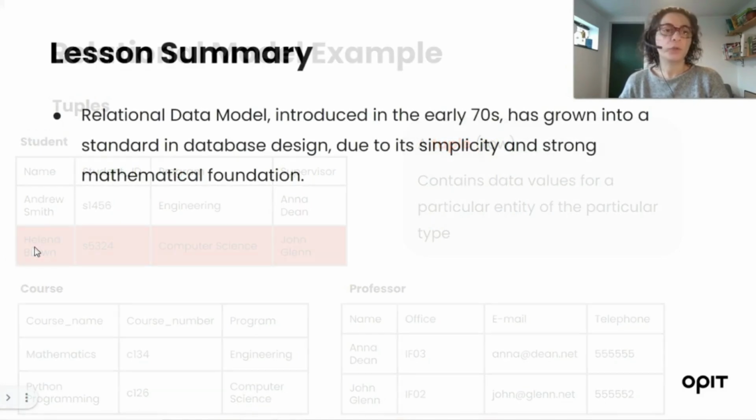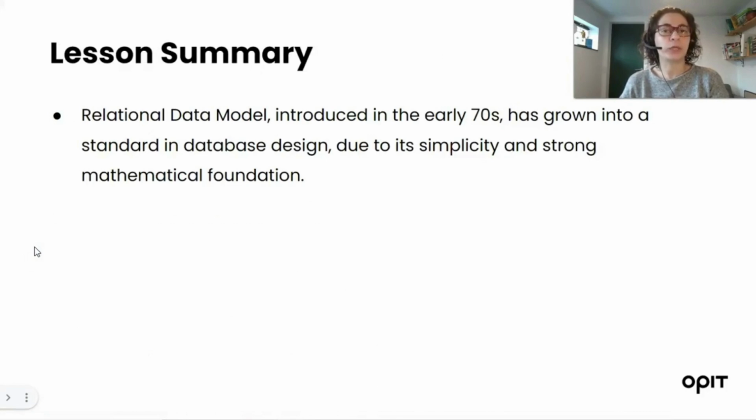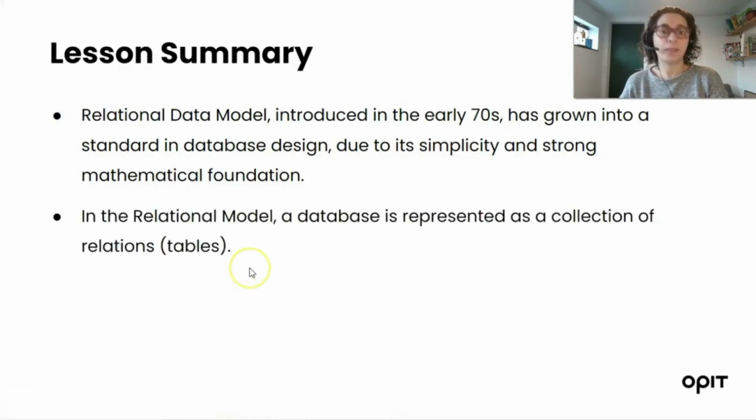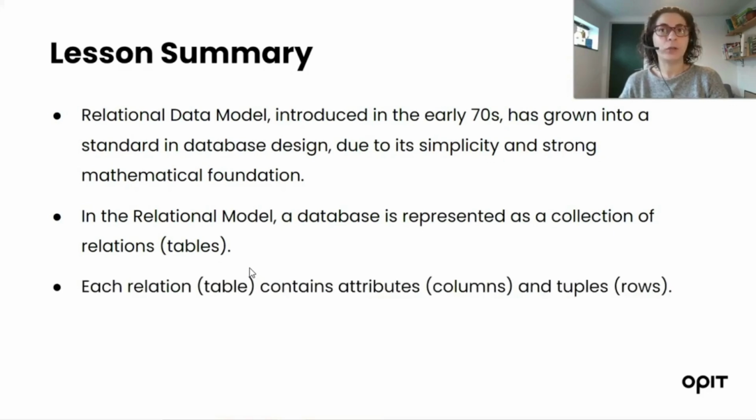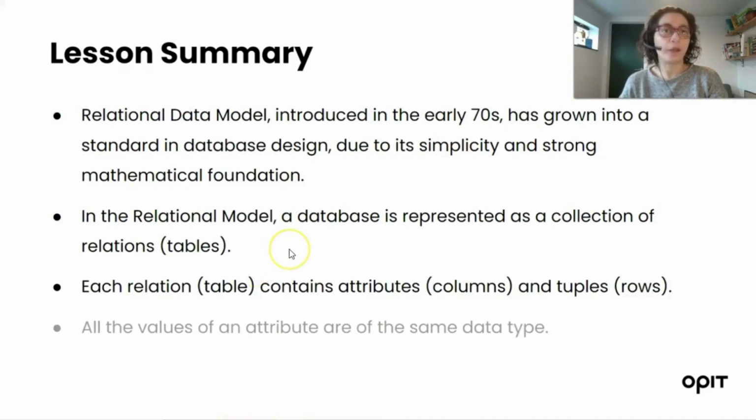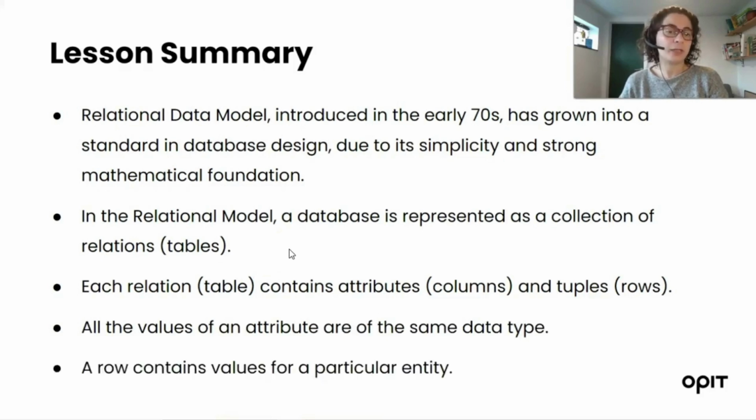So to sum up, the relational model, which was introduced in the early 70s, has become a standard in database design due to its simplicity and its strong theoretical foundation. In this model, a database is represented as a collection of relations or tables. Each relation contains attributes which correspond to the columns and tuples which correspond to the rows of the table. All the values of an attribute are of the same type, and each row contains values for the attributes for a particular entity.